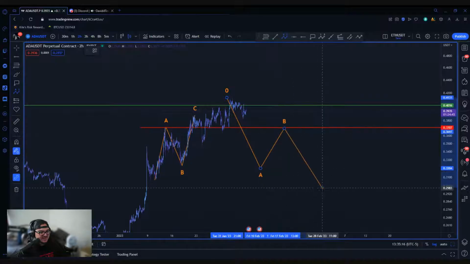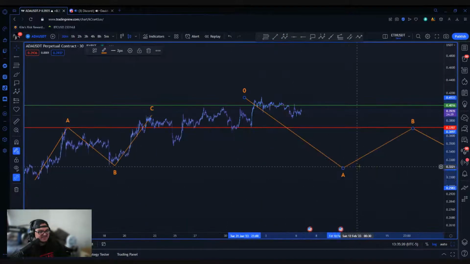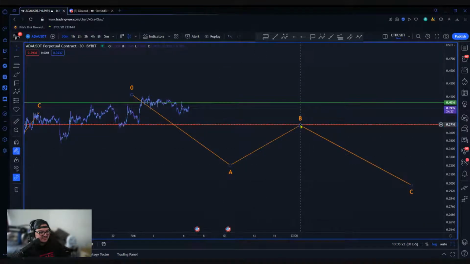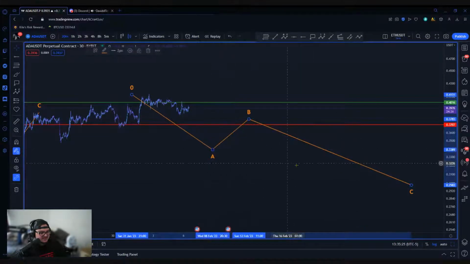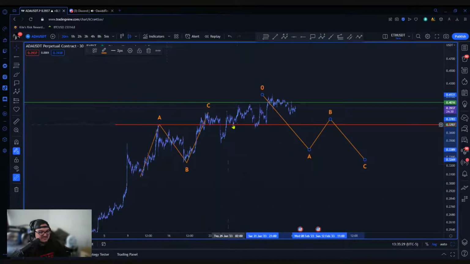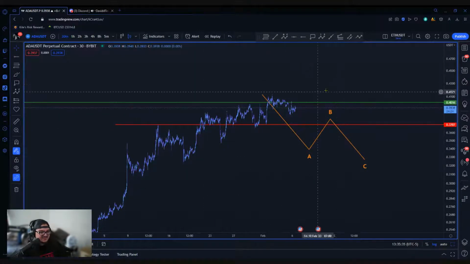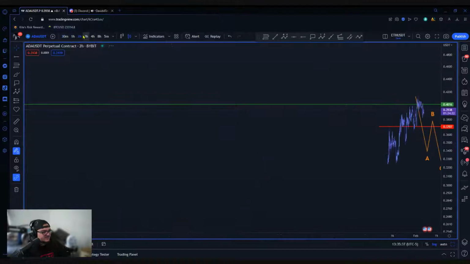Hopefully we get a larger ABC pullback, it doesn't need to be exactly the size, but something significant on a 30-minute to an hour. And hopefully we can get something going there, and go ahead and try to ride the momentum, the continuation of the upside. That's ideally what I'm looking for. But like I said, at the moment we are currently fighting at that macro pivot, so just be aware we could get a significant break above that region.